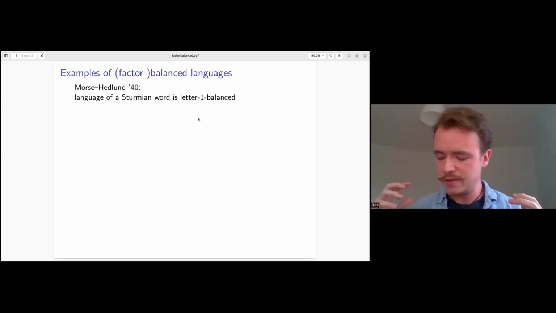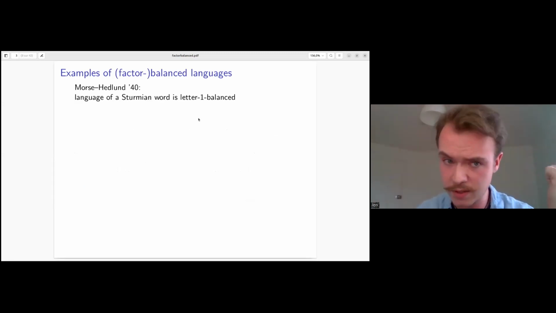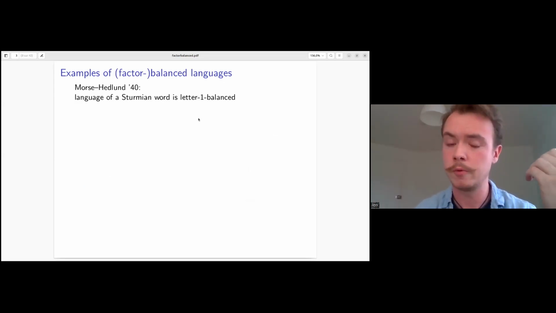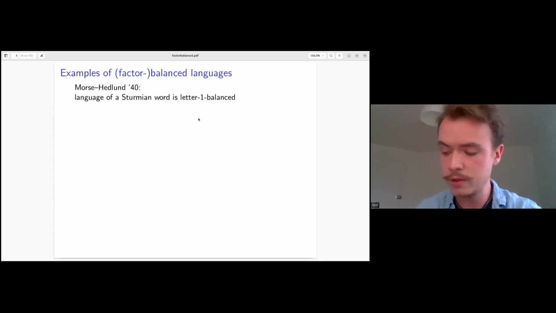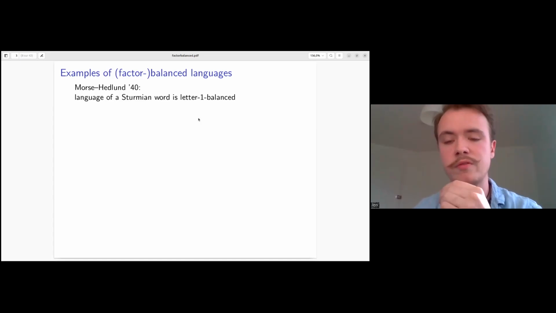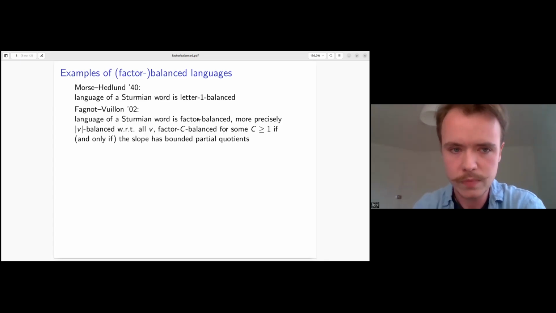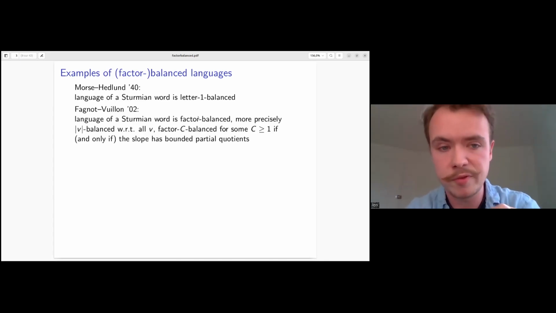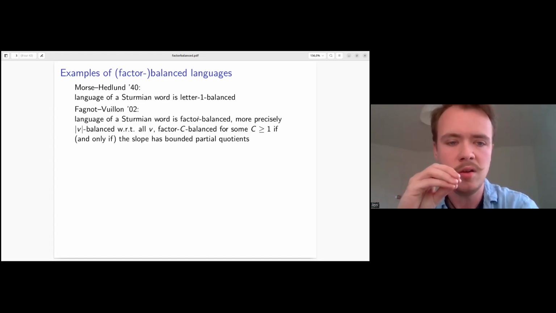To get an understanding of what has been done before, the study of balancedness takes us back at least to the 1940s, where Morse and Hedlund showed that the language of a Sturmian word is letter 1 balanced. That is to say, if you take two words of the same length from the language of a Sturmian word, then for any letter A, the number of occurrences of A in those two words will differ by at most 1. And more recently, in 2002, Fagnot and Vuillon showed that the language of a Sturmian word is factor balanced. More precisely, the bound for a given factor V is the length of V.